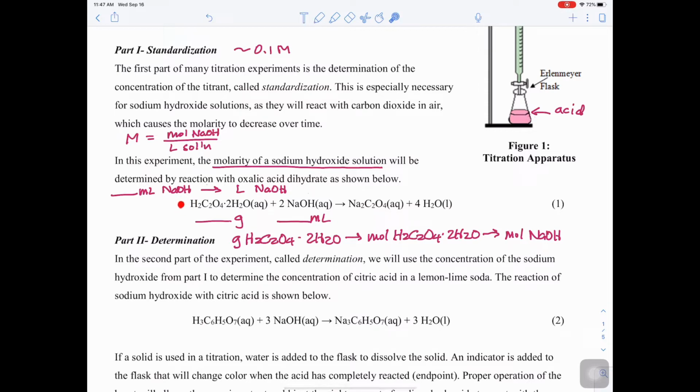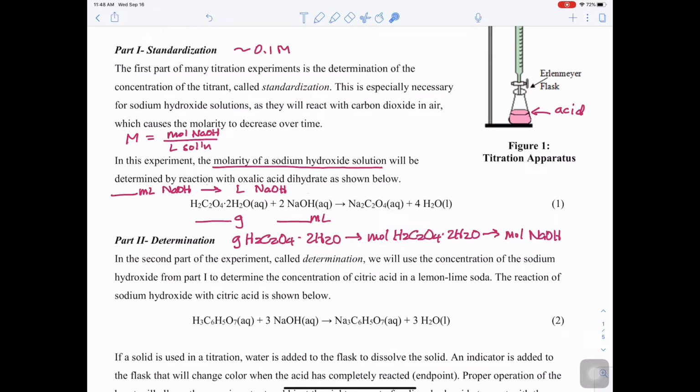So here we see there's no coefficient for the oxalic acid, so that's a 1, and there's a 2 in front of the sodium hydroxide. So we're going to use 2 moles of sodium hydroxide for every 1 mole of oxalic acid. So we calculate the moles of sodium hydroxide used and the liters of sodium hydroxide used, and then we take the moles and divide by the liters, and that will give us the concentration, the molarity of the sodium hydroxide.